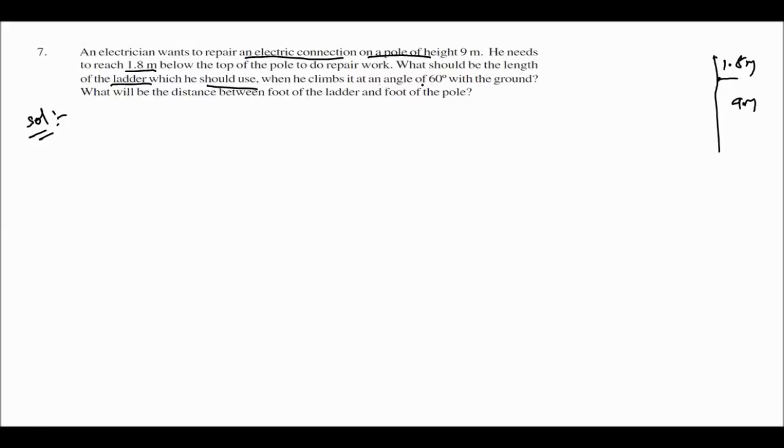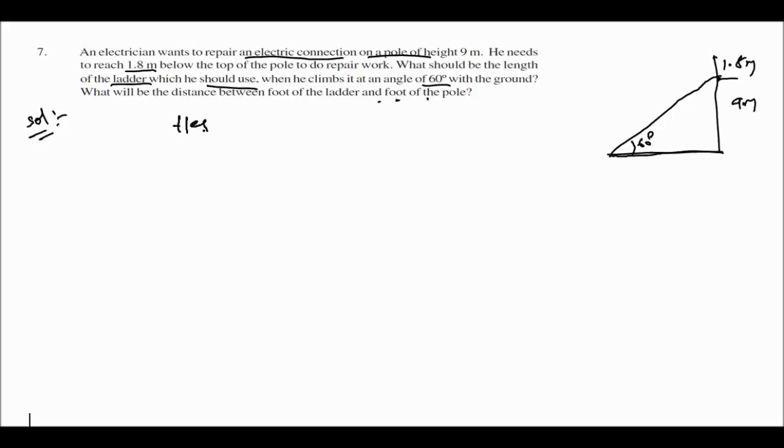which should be used when it climbs at an angle of 60 degrees with the ground. So with the ground he will climb like this, covering 60 degrees. And what will be the distance between the foot of the ladder and the pole? From here to here, how far is it, he is asking. So solution is here.